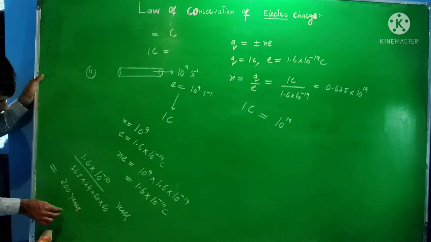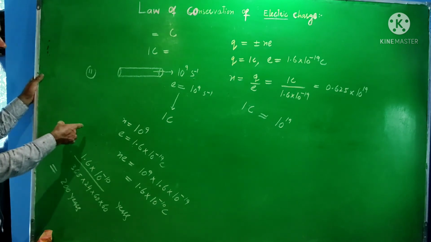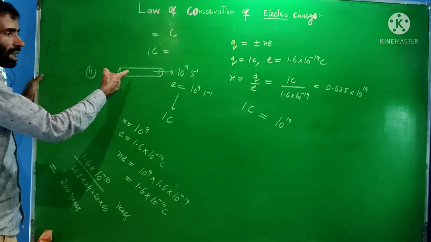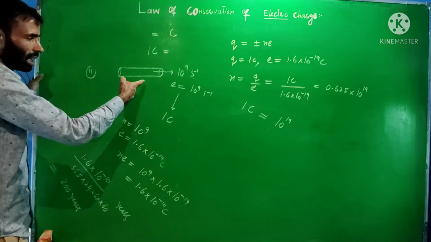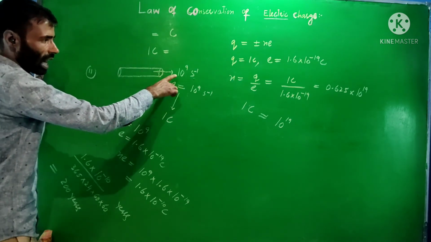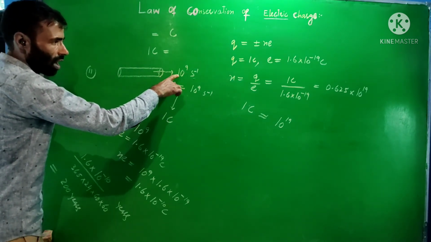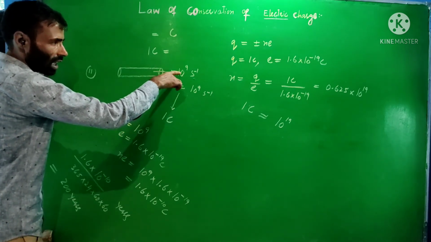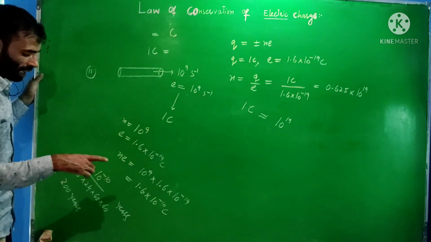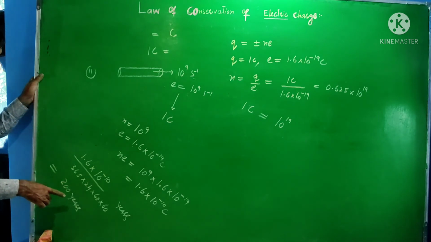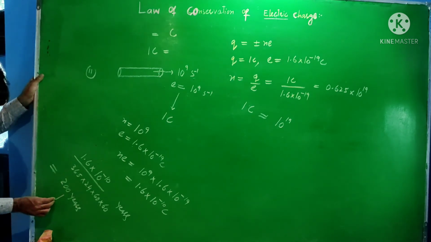That means if electrons are leaving a body at this rate, meaning 1 billion electrons leaving the body per second, then it will take approximately 200 years to accumulate 1 coulomb of charge.